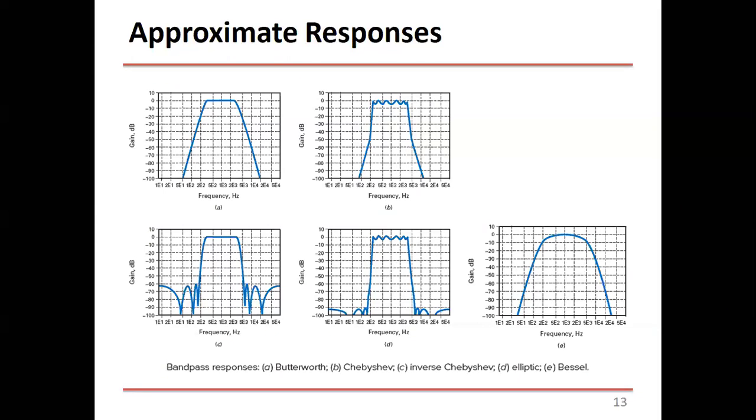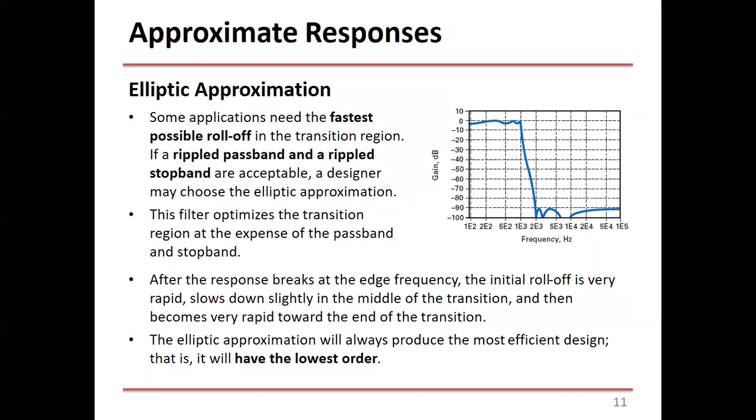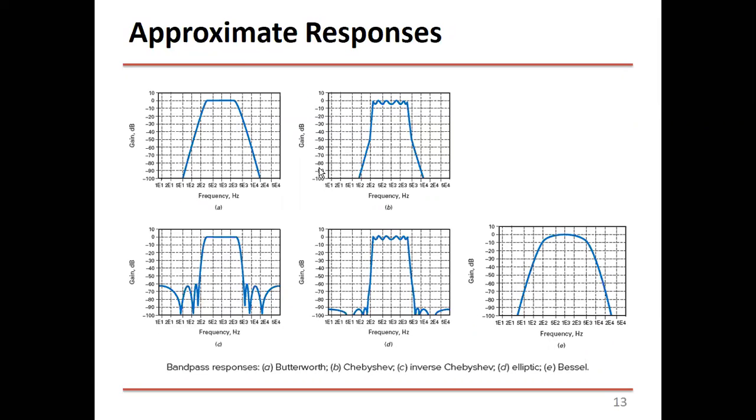Okay, now we can see another example of these filters, the bandpass filter. So these examples are low-pass filters, and these are examples of bandpass filters. So you can see this is the bandpass Butterworth. This is the bandpass Chebyshev type 1. This is the bandpass Chebyshev type 2, and this is the bandpass elliptic, and this is the bandpass Bessel approximation.